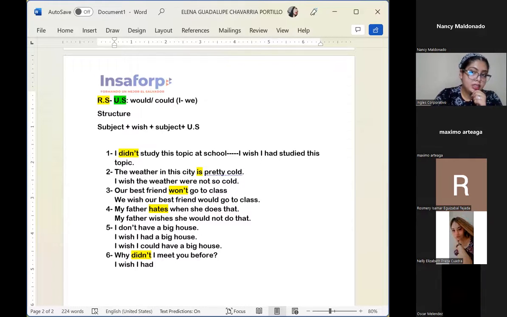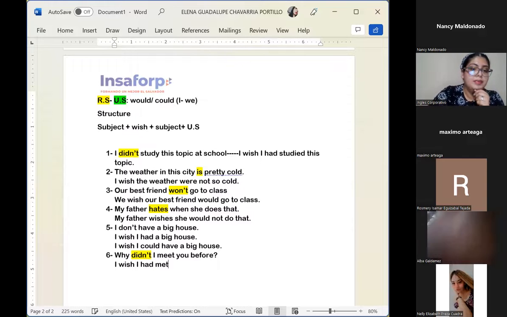The verb meet in past participle. Met. Good. I wish I had met you before. And that is the sentence. I wish I had met you before. That's why we need to keep in mind the structures.